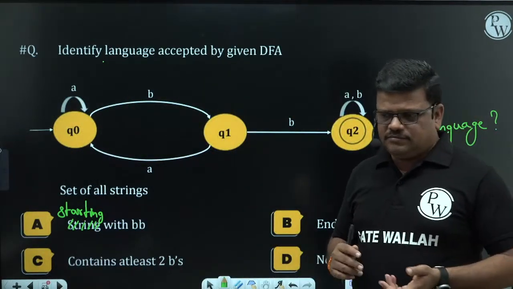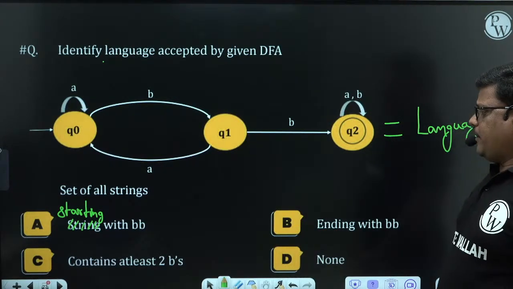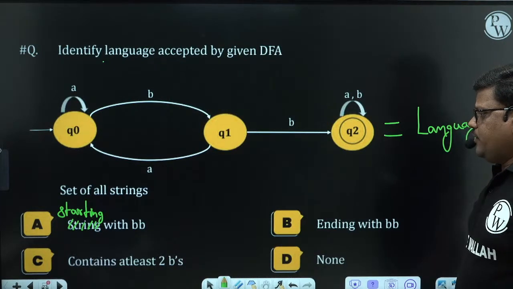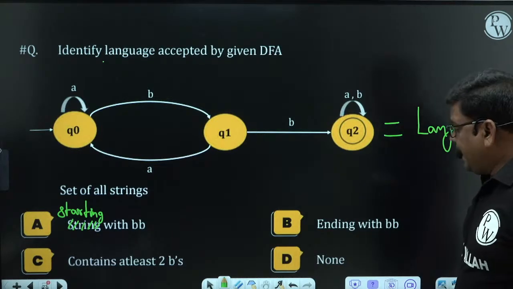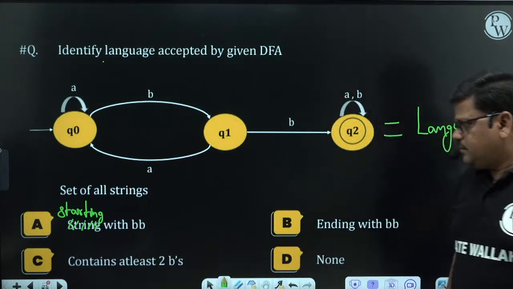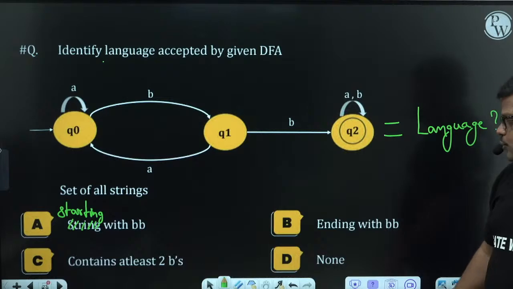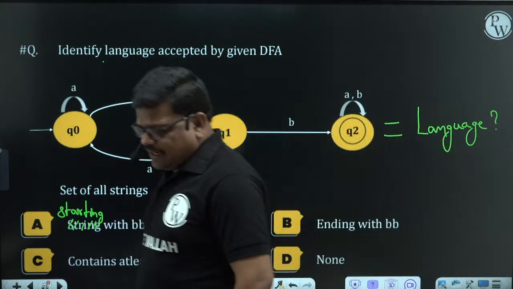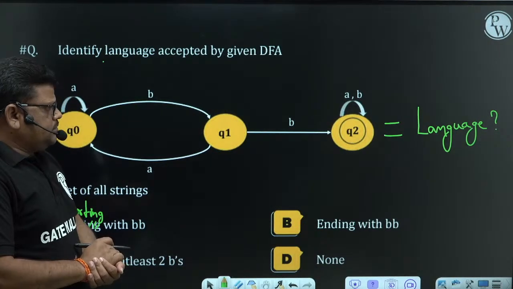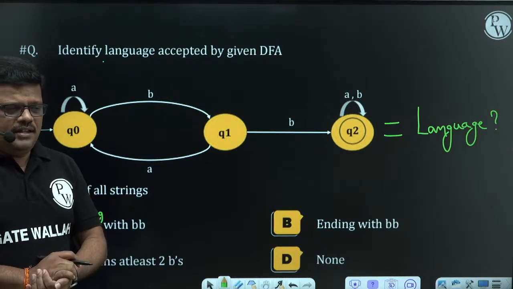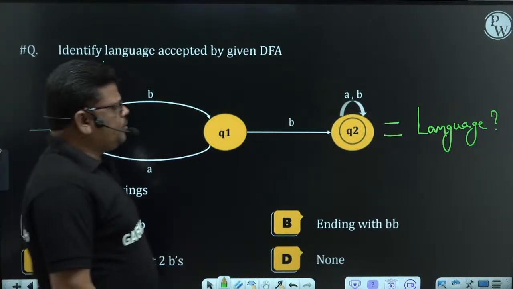Some students are saying A. Any other answers? There is a 3-state DFA here. What is the language of this? Option A: set of all strings starting with double B. Option B: set of all strings ending with double B. Option C: set of all strings containing at least 2 B's, minimum 2 B's. Option D: none of these. What is the right answer? In the chat box I am observing A, and some people B. Anyhow, let me explain how to solve this.